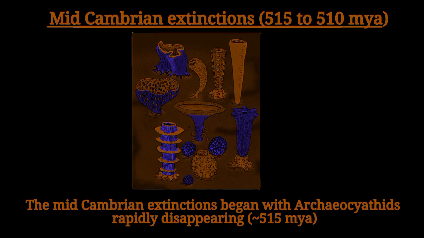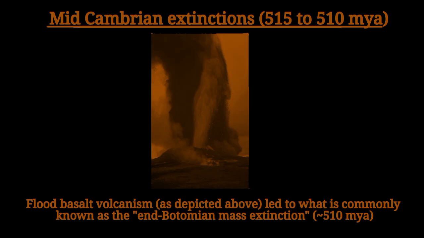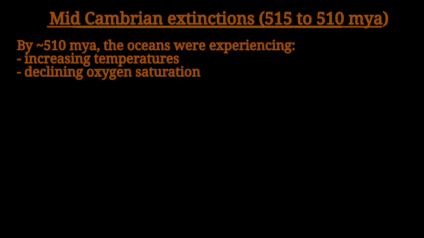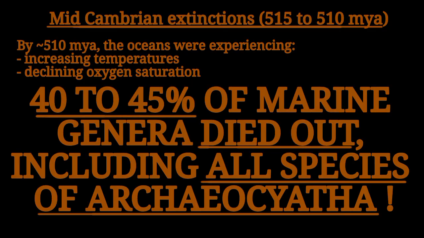Though devastating, it was quickly revealed to only be a premature dress rehearsal for a much larger spike in extinction intensity. Around 510 million years ago, massive volcanic eruptions occurred. They were caused by the emplacement of the Kalkarindji large igneous province. Large amounts of greenhouse gases were released into the atmosphere. This caused increased temperatures in the oceans while simultaneously lowering the oxygen they had available. Many niches became untenable. Some 40 to 45% of marine genera went extinct in what is commonly known as the end-Botomian mass extinction. By the end of the mid-Cambrian extinctions, all species of Archaeocyathids had gone extinct.